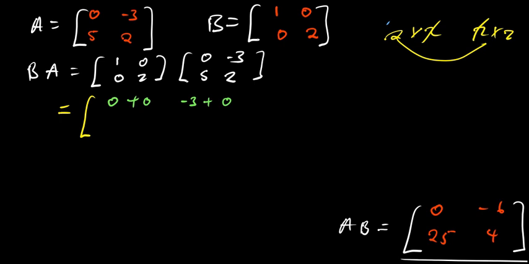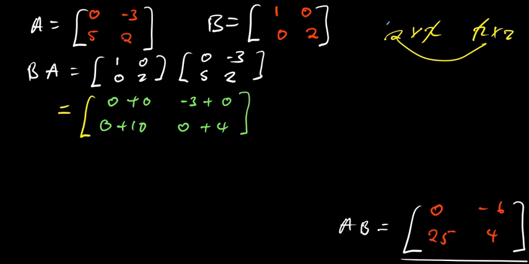So 0 times 2 is 0. Then again we start with this. 0 times 0 is 0. Then 2 times 5 is 10. So 0 times negative 3 is 0. Then 2 times 2 is 4.